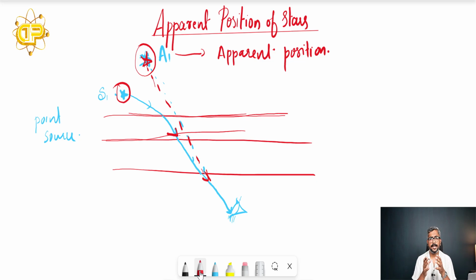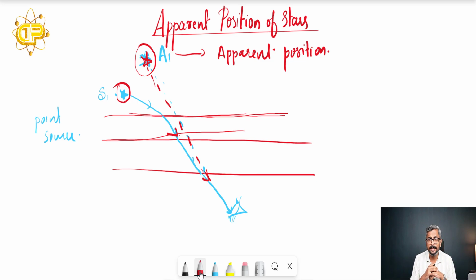And if someone asks in a board exam, this is very important. Questions have already come, and you can expect this question also. That is, what is the apparent position of a star, and explain how the apparent position of stars is different from the original position of the stars. So I hope that you got the point.